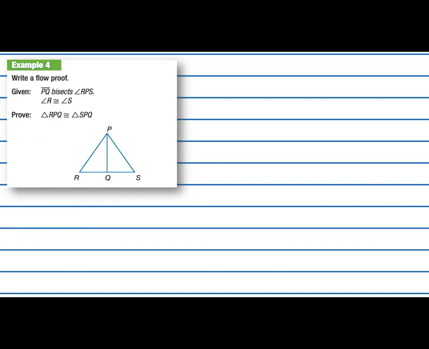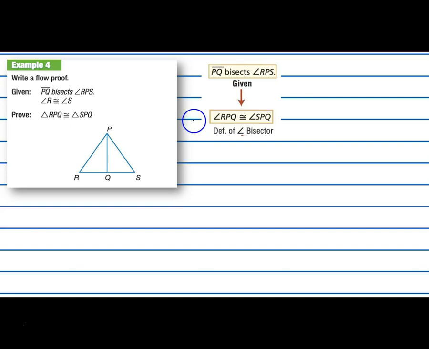So first thing we want to do is go with our given. I do know that PQ bisects this angle, and because of that I do know that this angle is congruent to this angle. That's because of the definition of angle bisector. I know that RPQ is congruent to SPQ, because the definition of angle bisector means it splits it evenly. So this is 20 degrees, this one's 20 degrees.